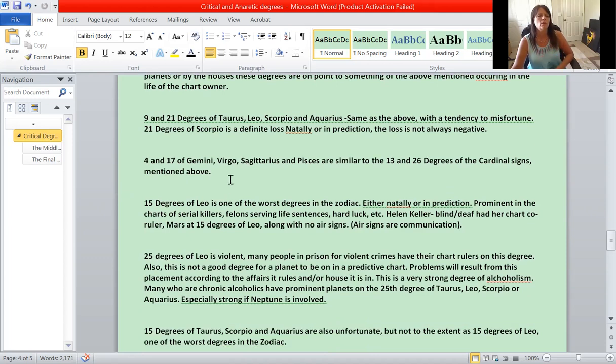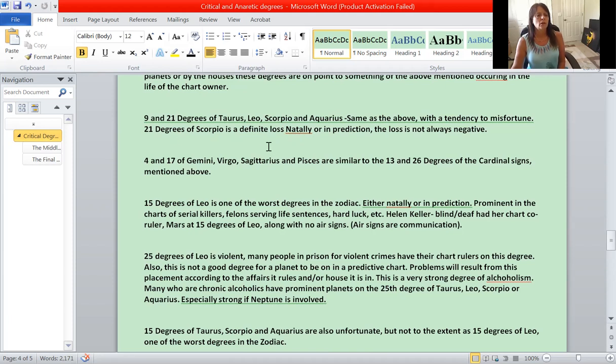9 and 21 degrees of Taurus, Leo, Scorpio, Aquarius, a fixed sign, same as the above, with the tendency to misfortune. 21 degrees of Scorpio is definitely loss, natally, or in prediction. The loss is not always negative, so it might be just getting rid of stuff, depending on how you look at it. 21 degrees Scorpio.